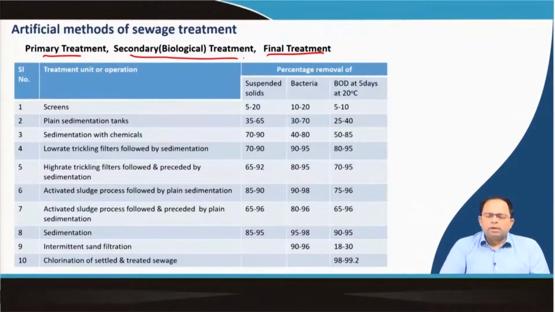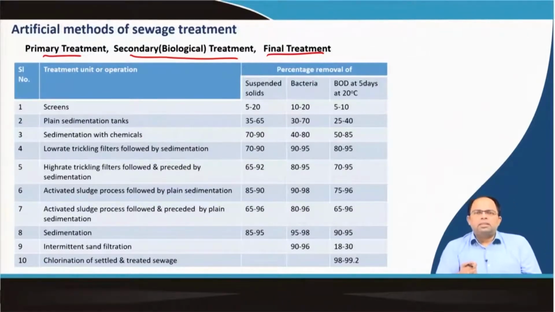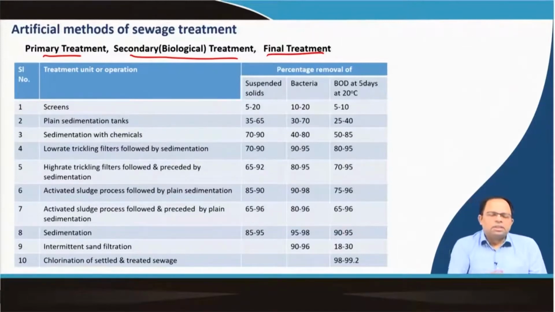Then the final treatment could involve some amount of filtration and disinfection, and we can again pass the sewage through certain filters so that we remove particular materials, such as metals and minerals. So, these are the three stages of artificial treatment.